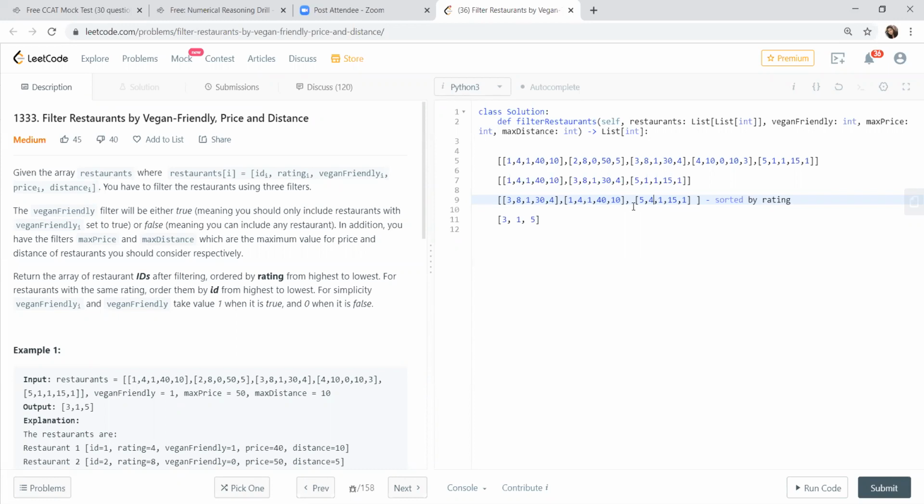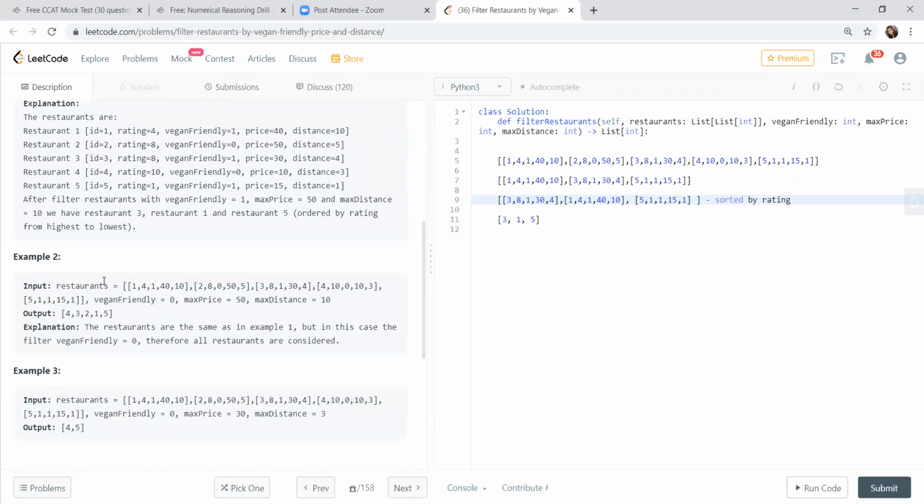Because now it has the same rating, then it would be reversed, because on the basis of ID, they are saying order them by ID from highest to lowest. So 5 is the highest one, and 1 is the lowest one. So we will swap them if the rating is the same. Let's take another example.